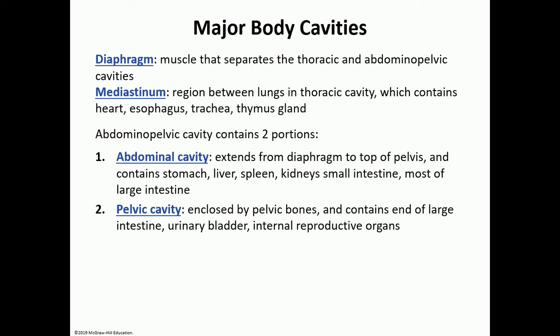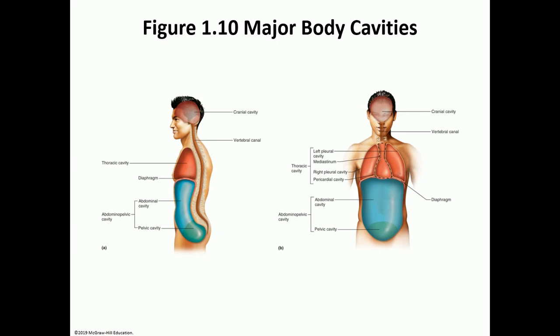So this is an image that will show you the major body cavities. We talked about the cranial cavity in the head that has the brain. We also have the vertebral canal that houses the spinal cord. Then you'll find the thoracic cavity and the abdominopelvic cavity. Remember that separating the two, you will find the muscle of respiration known as the diaphragm.